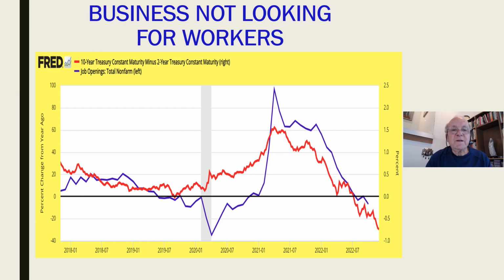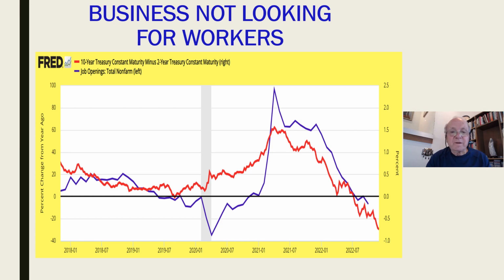Of course, when you start cutting production and reduce business activity, the job openings follow very closely down the yield curve, which is the red line. Here was steepening, here is flattening, and here's contracting. And as you can see, the job openings rose more than a year after the yield curve started steepening, and then started slowing down and going down into negative territory, that is contracting.